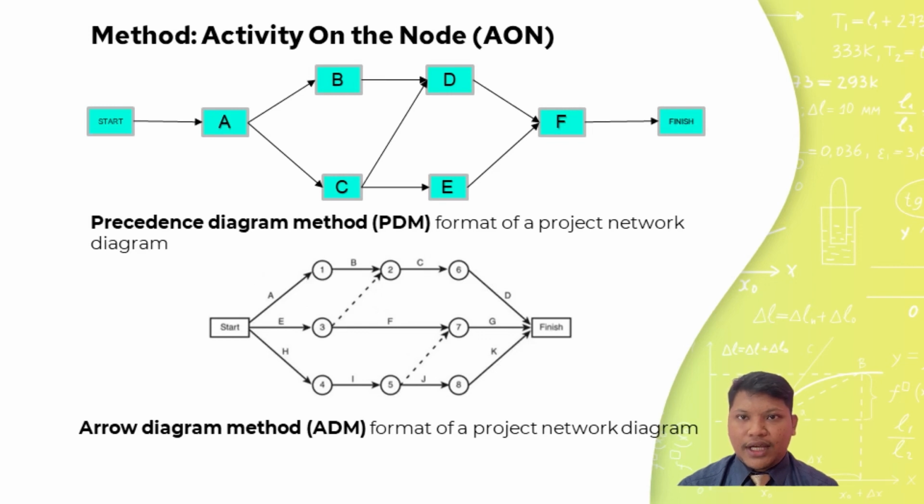The PDM uses boxes and nodes to represent tasks and arrows to show dependency, while the ADM uses arrows to represent tasks and nodes to show dependency. Another difference is the way the two methods handle duration. In the PDM, durations are usually assigned to the task, while in ADM, durations are assigned to dependencies between tasks. Overall, both the PDM and ADM are useful for representing the logical relationship between tasks in a project that can help project managers to plan and schedule their project more effectively.